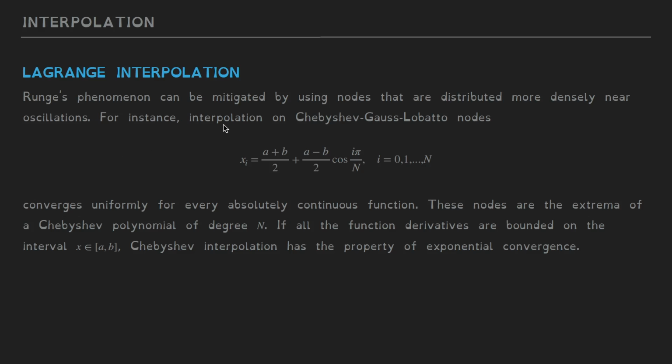In the Lagrange interpolation video, we introduced Chebyshev-Gauss-Lobatto nodes, which are given by this expression here. These are the extrema of a Chebyshev polynomial of degree n, and they include the endpoints on the left and right of our domain, A and B, and this is why we call them Lobatto nodes.